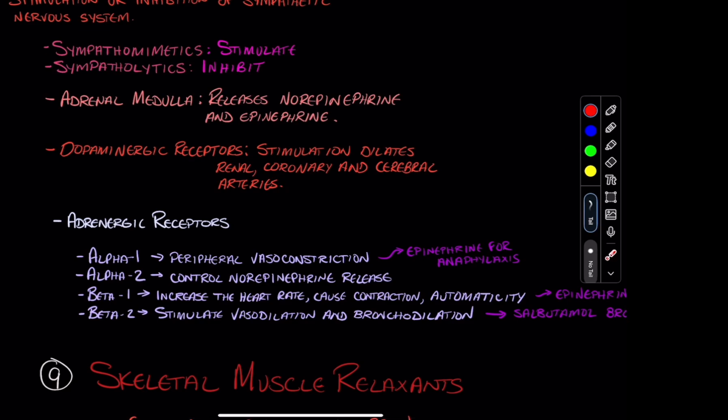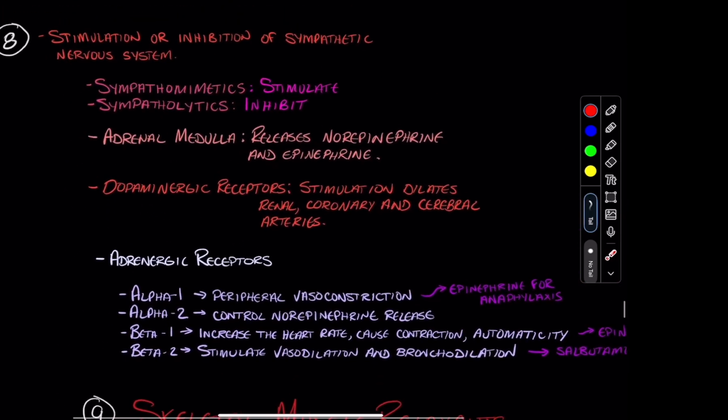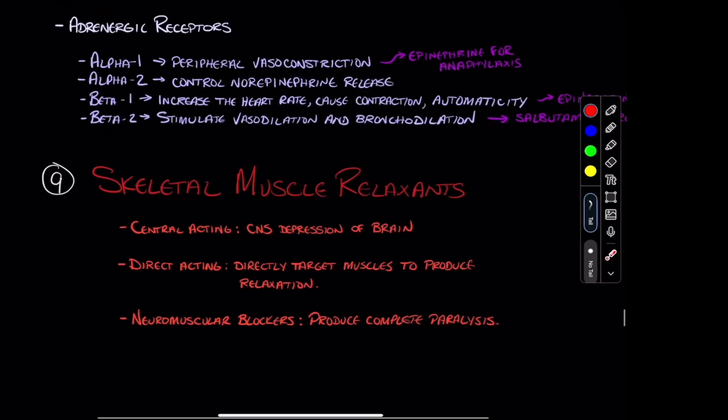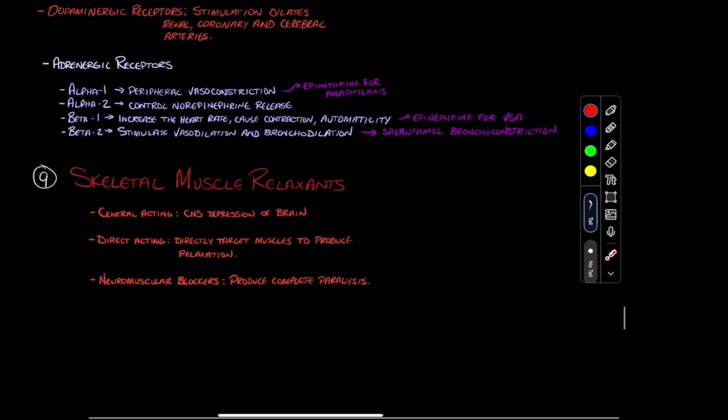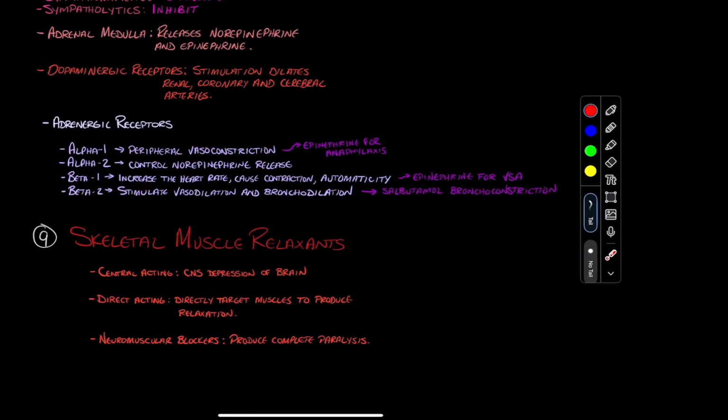Remember that the adrenal medulla, so the adrenal gland located on top of our kidneys, is going to secrete our norepinephrine and epinephrine. And then we also have dopaminergic receptors, which are going to stimulate the dilation of the renal, coronary, and cerebral arteries. And then finally, we talked about this a little bit with the cardiac system, but we have adrenergic receptors, which are going to get stimulated from adrenaline or the adrenal hormone, so epinephrine.